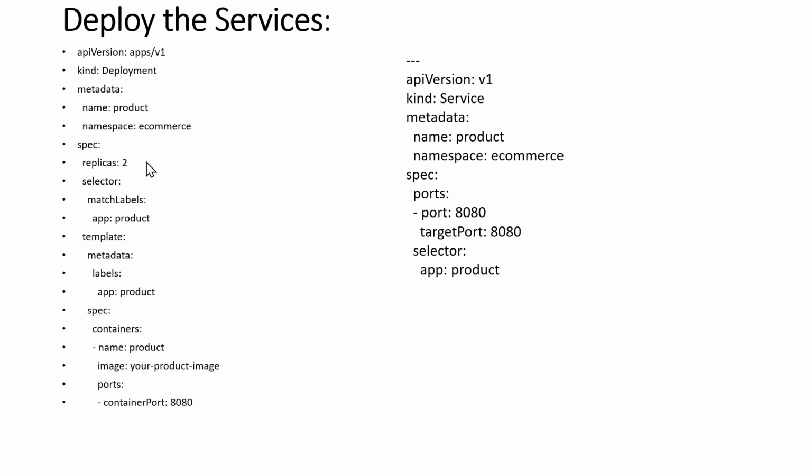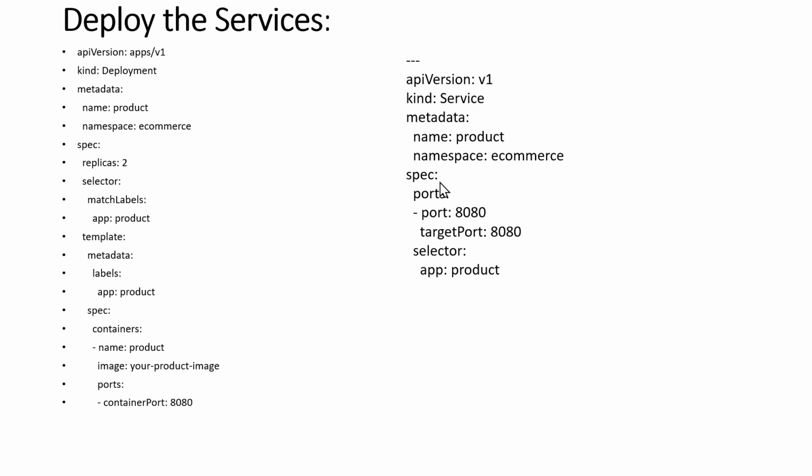So I have just written the code: what is my pod name, in which namespace or work environment it should be created, how many containers should be there, and what should be running in the container. That is what I just scripted here.